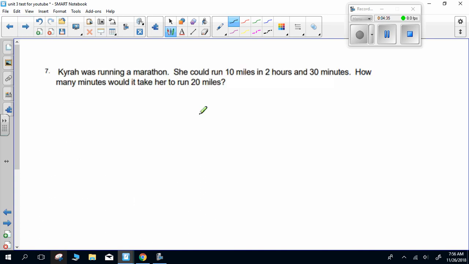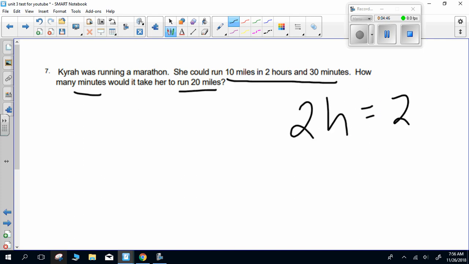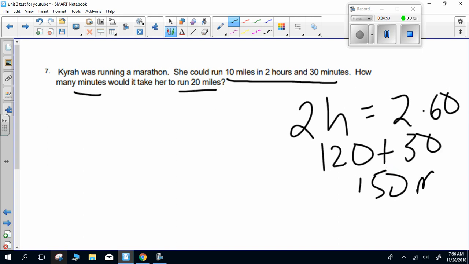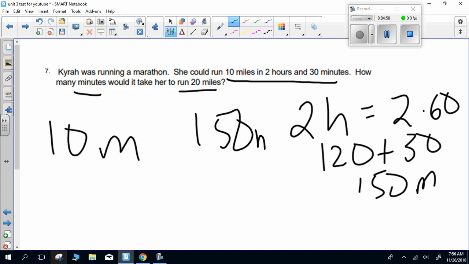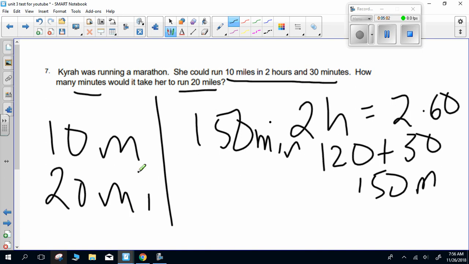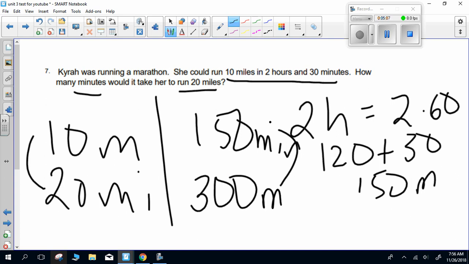Okay, next question. Kyra is running a marathon. She could run 10 miles in 2 hours and 30 minutes. How many minutes will it take her to run 20 miles? So 2 hours equals 2 times 60, which is 120, plus the 30, which is 150 minutes. So for 10 miles, it takes her 150 minutes. So for 20 miles, it will take her times 2, 300 minutes.